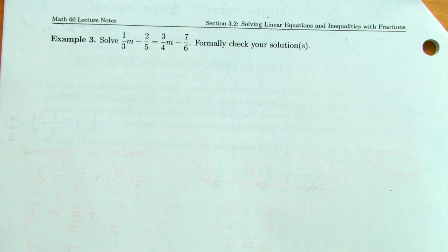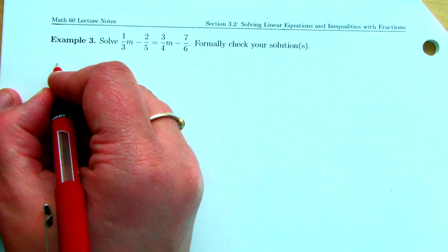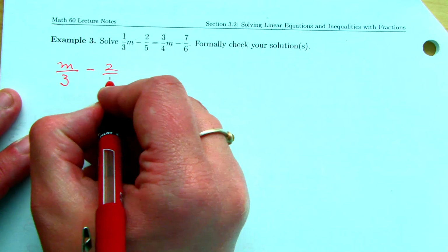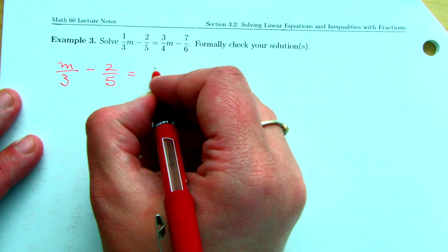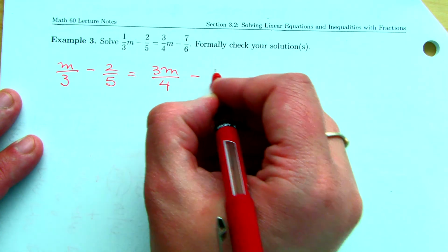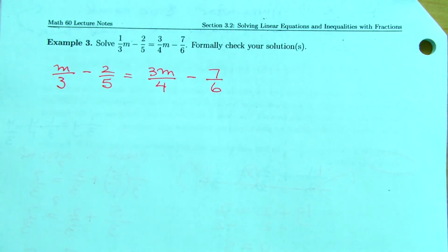Okay, this one is a little bit harder, and now what I will suggest is when you see this variable out to the side, you might write it as 1 times m over 3, minus 2/5 equals 3m over 4 minus 7/6. Okay, what's the lowest common denominator? 60. Lowest common denominator is what we would need if we were going to add fractions.